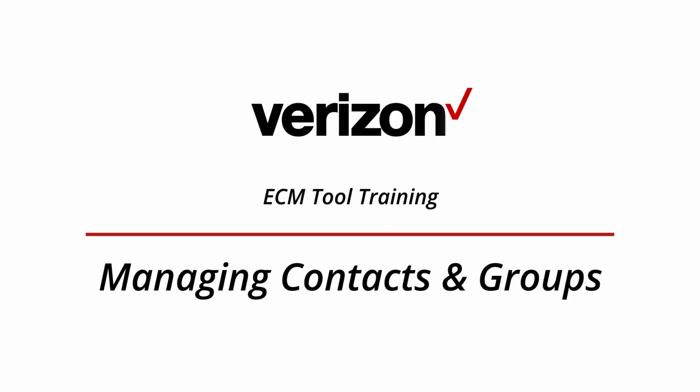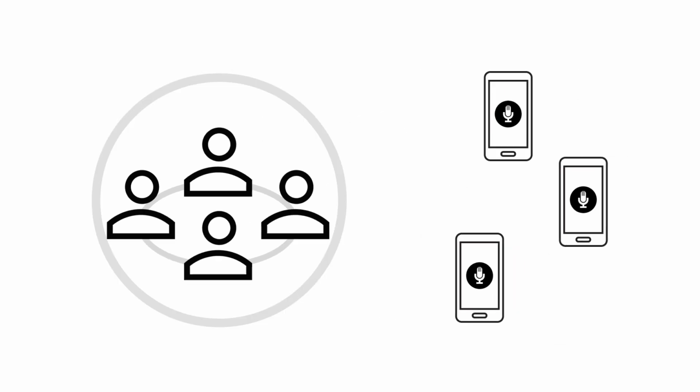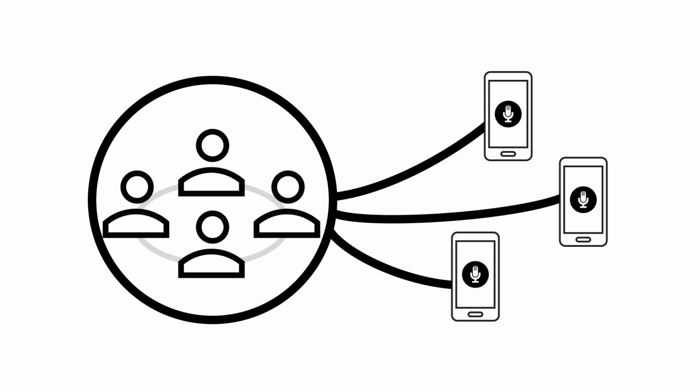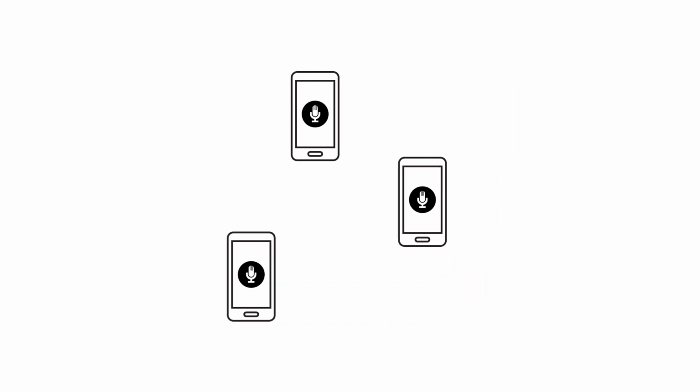Now let's look at groups. Push-to-talk groups allow 3 or more contacts to participate in a single Push-to-Talk Plus call. This application allows you to create predetermined groups and then assign them to push-to-talk devices within your organization.